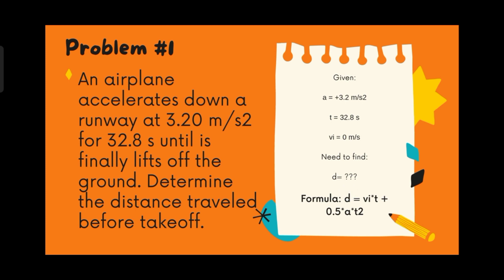Problem number 1. An airplane accelerates down a runway at 3.20 meters per second squared for 32.8 seconds until it finally leaps off the ground. Determine the distance traveled before takeoff.